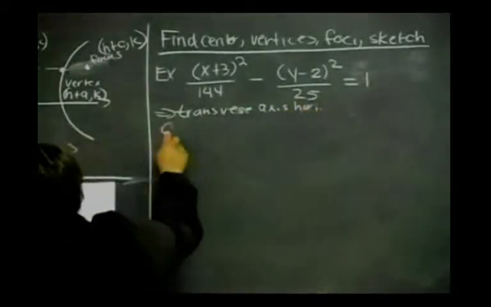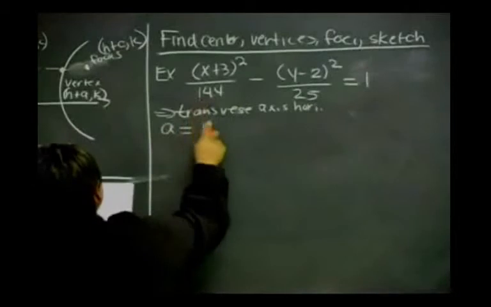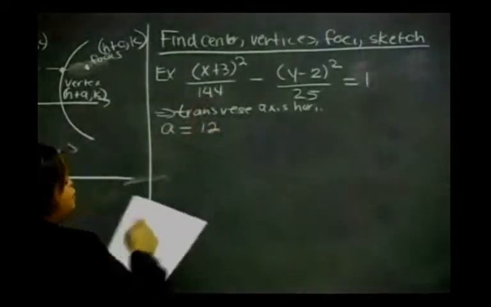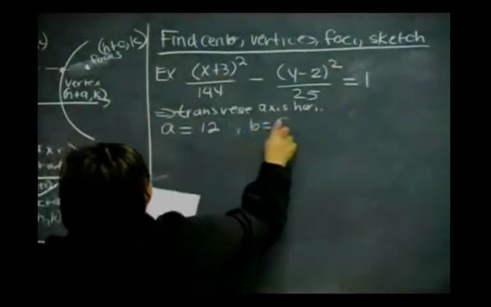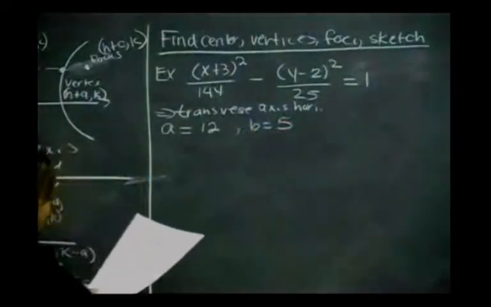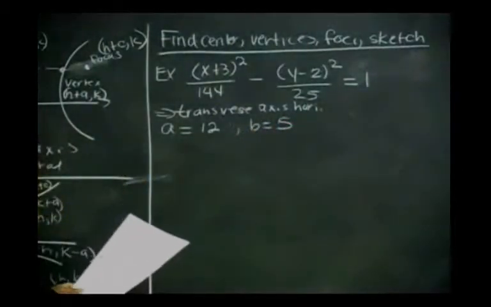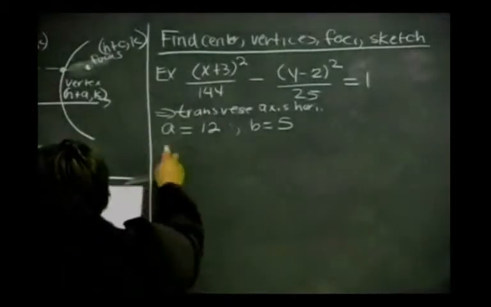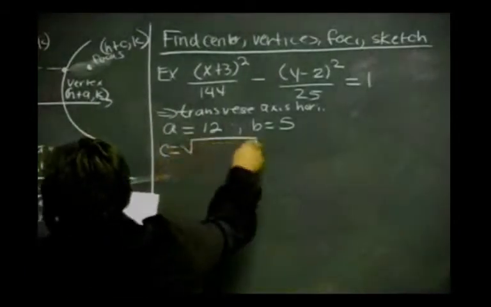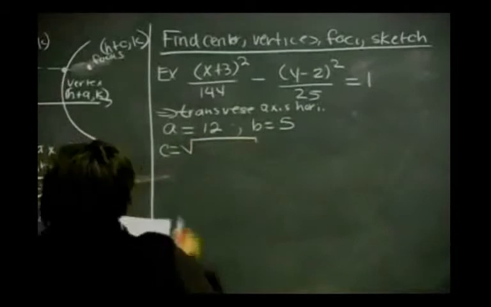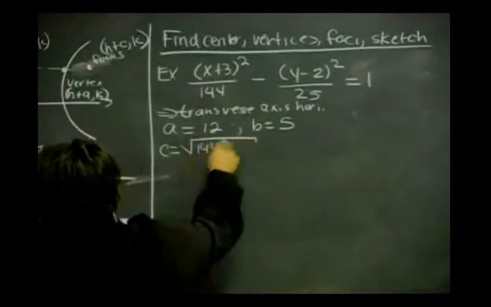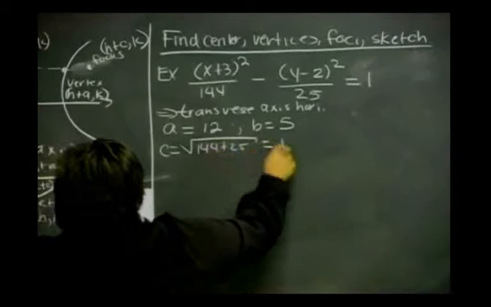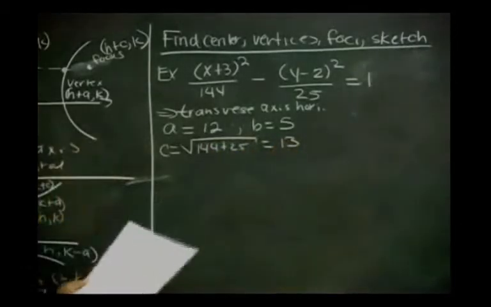So this means that A is what? 12. A squared is 144. And B is what? 5. Which means I can find C. C is going to be the square root of what? A squared plus B squared, which is the square root of 169, which is 13.